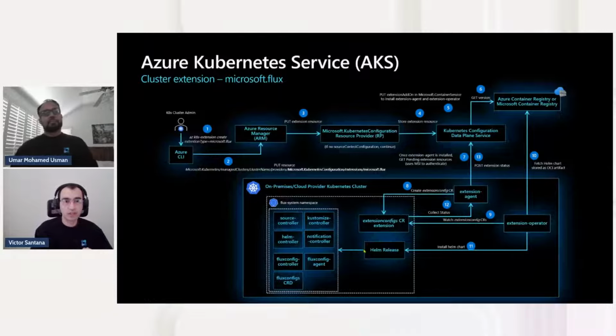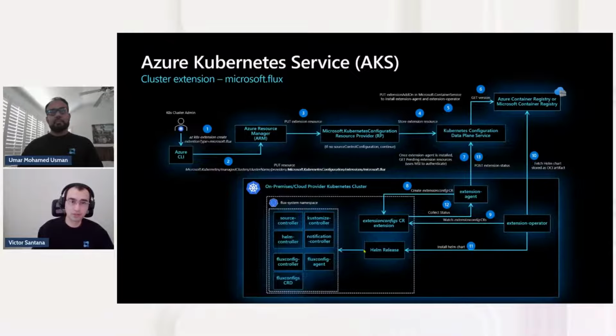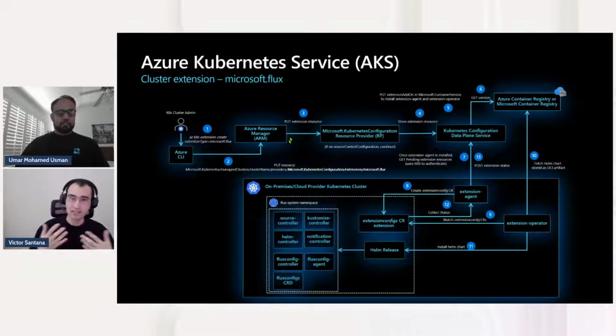There we go. So here is a huge, extensive slide where we are exploding the previous explanation. We have a cluster administrator who will be executing the command to create a new GitOps or Flux configuration entry on your cluster, using the command that I just mentioned on the previous slide. That command on step number 2 will be going to the Azure Resource Manager. Then Azure Resource Manager will get the command from the Azure CLI and send it to the Kubernetes configuration resource provider.